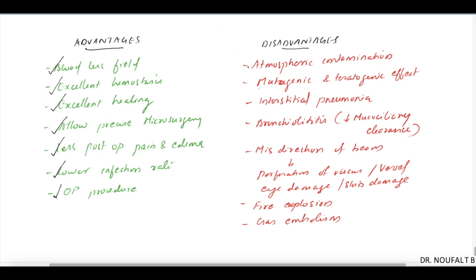And the disadvantages are atmospheric contamination. So in a hospital using laser surgeries, there must be a laser plume evacuator, and staff should use personal protective equipment like multi-layer masks and laser protective goggles, and a hazard control officer should be there to take care of atmospheric contamination. And other side effects are mutagenic and teratogenic effects. This can lead on to interstitial pneumonia and bronchiolitis. This is due to decreased mucociliary clearance.